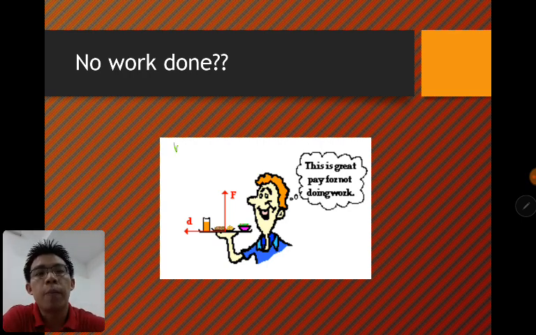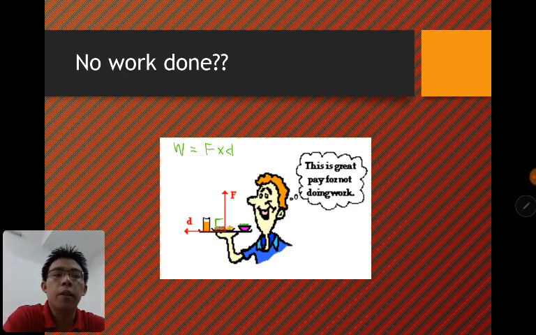Just now we said that we have to use the force that is in the same direction as the distance moved. In this case, which is perpendicular, we know that we can never resolve a vector into a component that is perpendicular, which means that there's no component of force in the direction of the distance moved. So basically the work done will be 0.